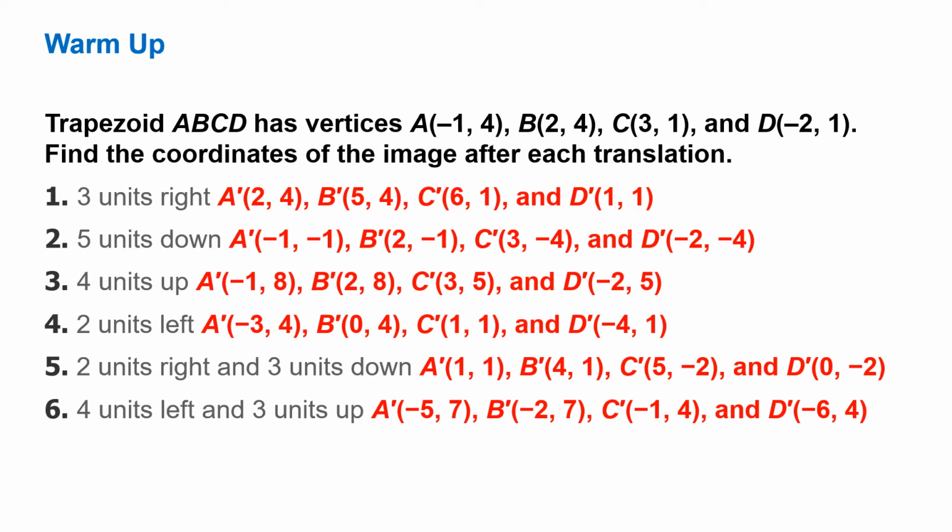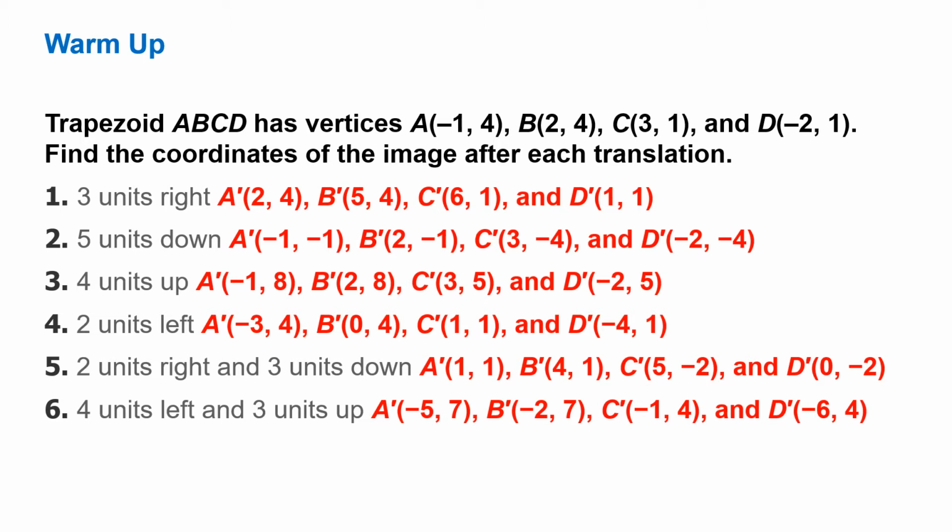Moving 3 units to the right means that you are adding 3 to the x-coordinate of each point. Moving 5 units down means that you are subtracting 5 units from the y-coordinate of each point of the trapezoid. 4 units up, you're adding 4 to the y-coordinate. 2 units left, you're subtracting 2 units from the x-coordinate.